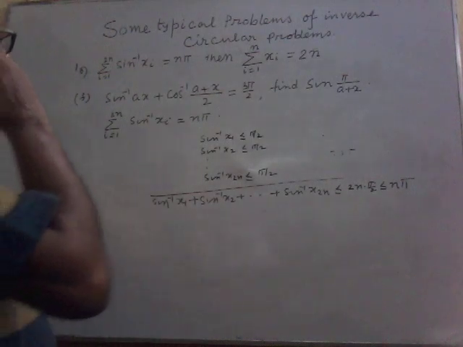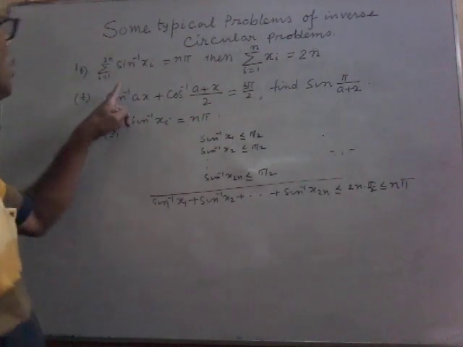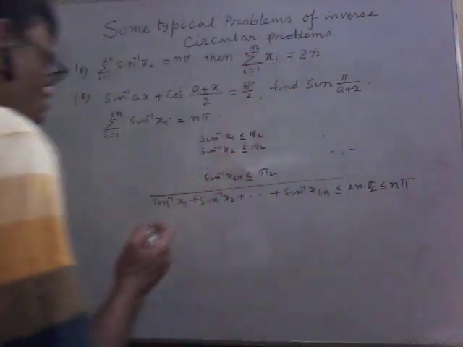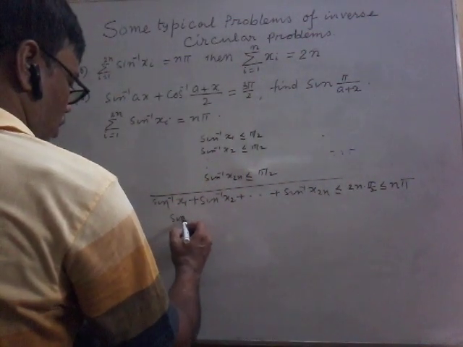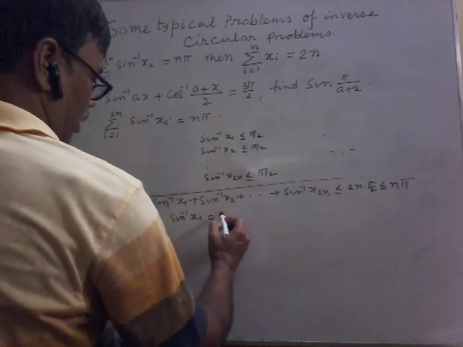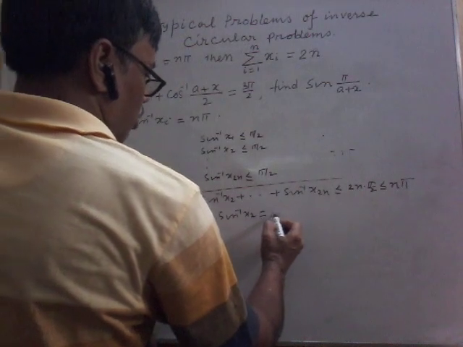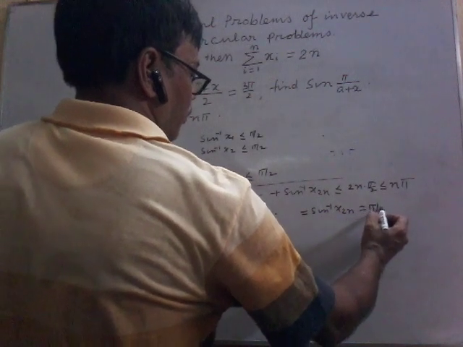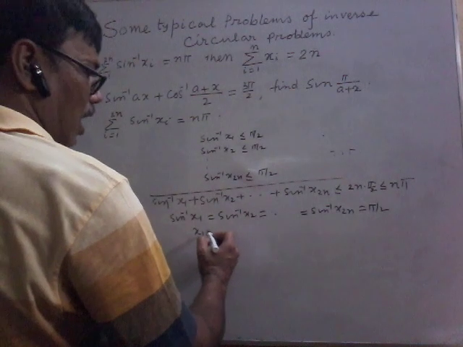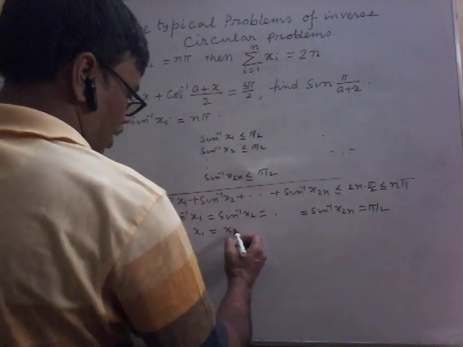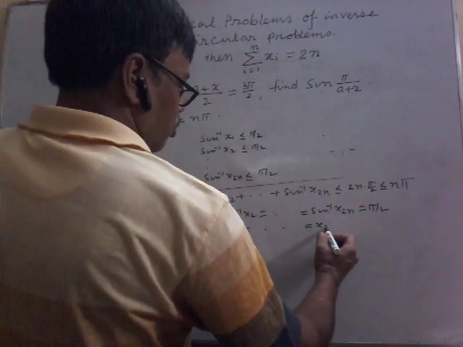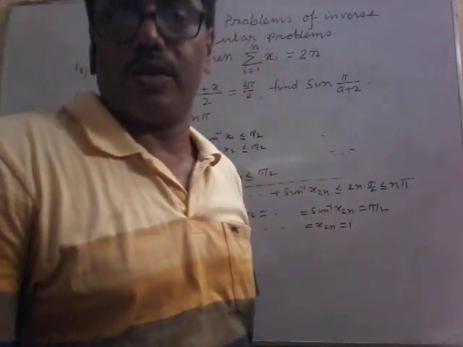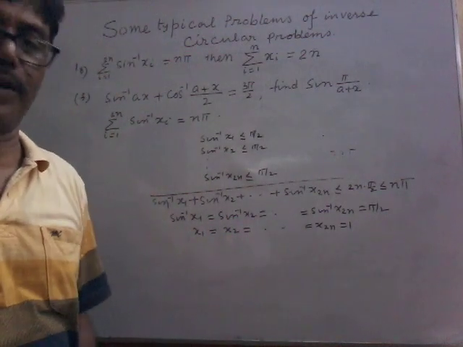Now what is our given value? This equals n pi. So this relation is true when each term is equal to pi by 2. That is, sine inverse x1, sine inverse x2, ... sine inverse x2n each equals pi by 2. So what is x1? Sine pi by 2, that is 1. Similarly, x2 equals 1, ... x2n. So x1 equals x2 ... equals x2n equals 1.